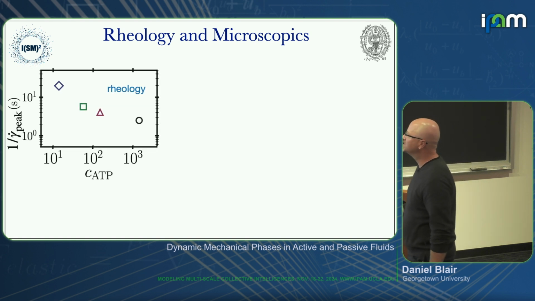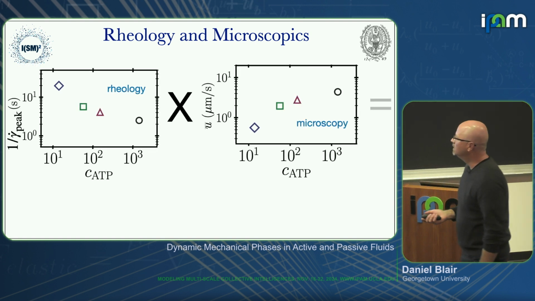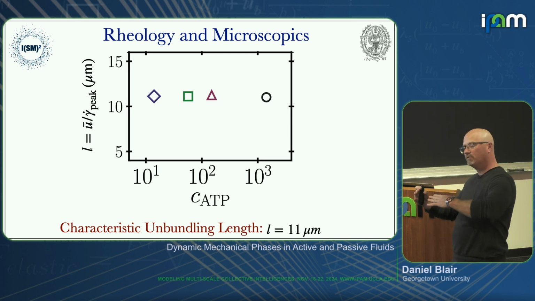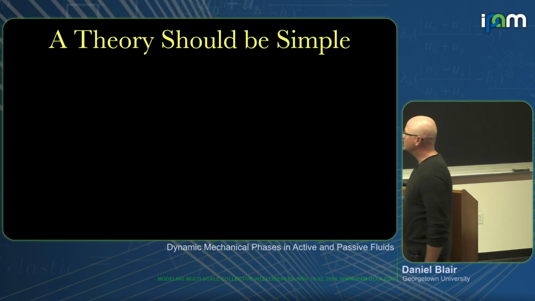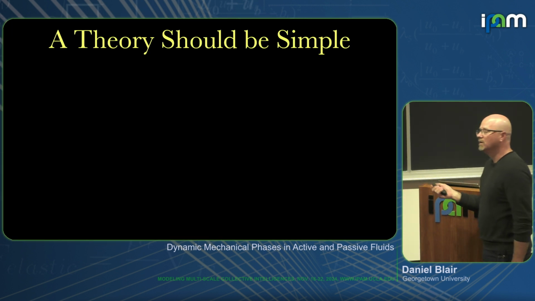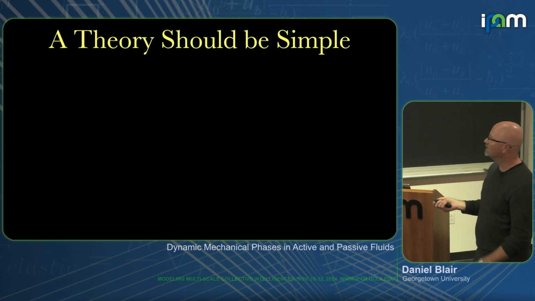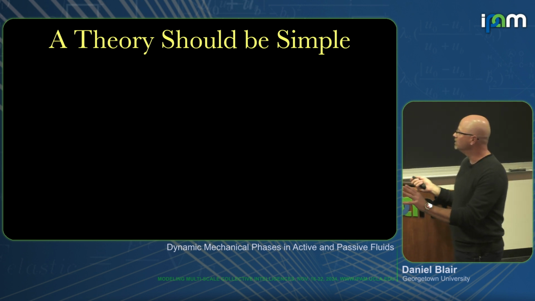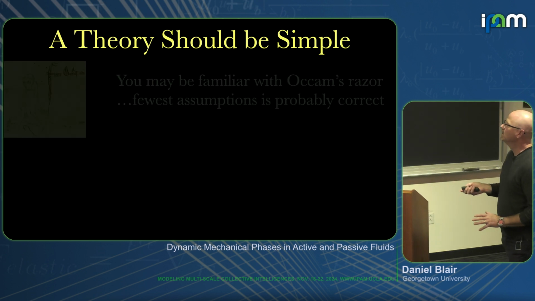And when I combine these things together, very stupidly, I get a constant, which is this length scale that comes out of my problem, which tells me the length over which things unbundle. That's controlled by the ATP. Now, I'm going to show you theory, last couple seconds. A theory should be simple. That's what I learned from my advisor.